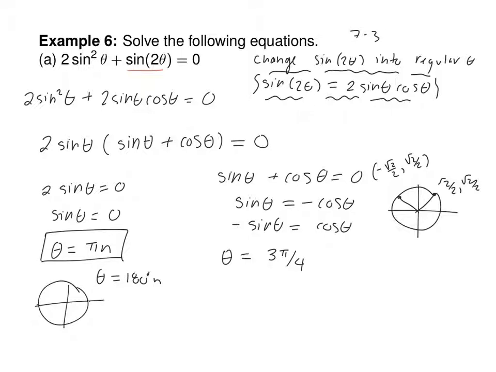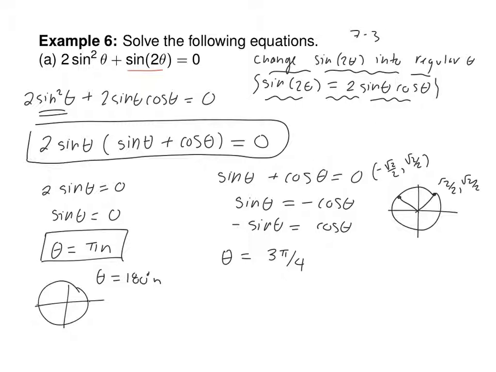Yes? When you were factoring, shouldn't that be a 1 plus cosine? Because it was sine squared. You took out a 2 sine theta, I took out a 2 sine theta, and so shouldn't it be sine theta plus 1? I'm kind of confused as to where you got the sine theta plus cosine. Sine theta came from the sine squared theta.